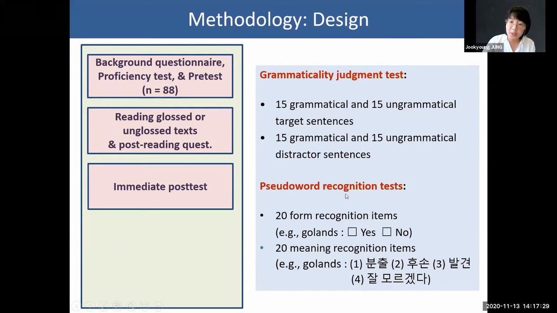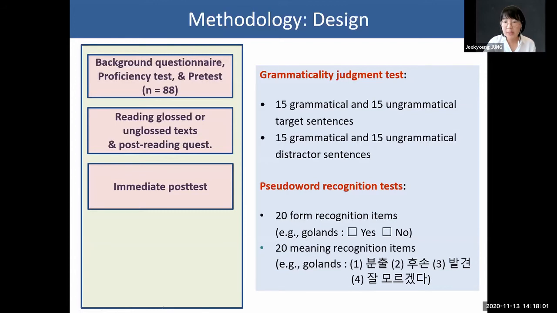And for the pseudo-word recognition ability, there were 24 form recognition items and 20 meaning recognition items. And the 24 form recognition items asked the participants if they remembered seeing the word while reading the text. And all they had to do was simply check yes or no as soon as possible. And there were also 20 meaning recognition items. So as you can see here, it was in the multiple choice format.